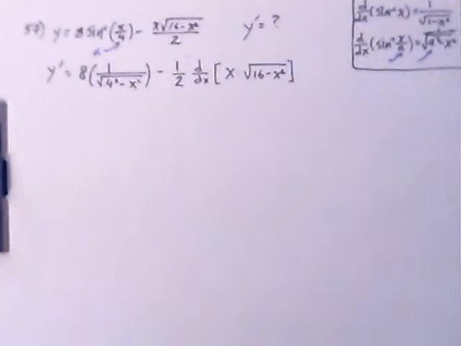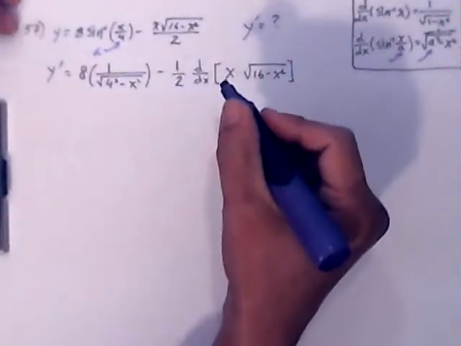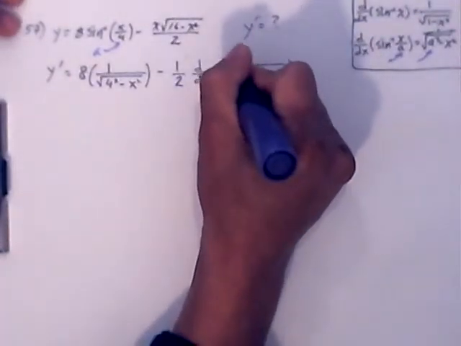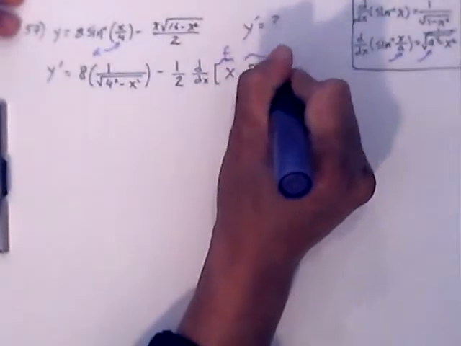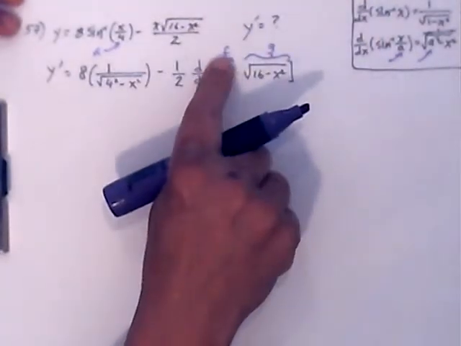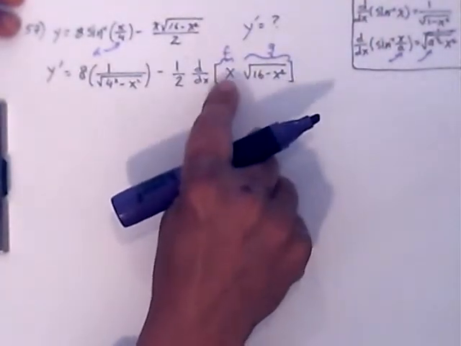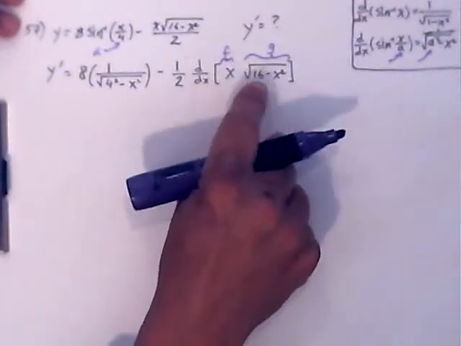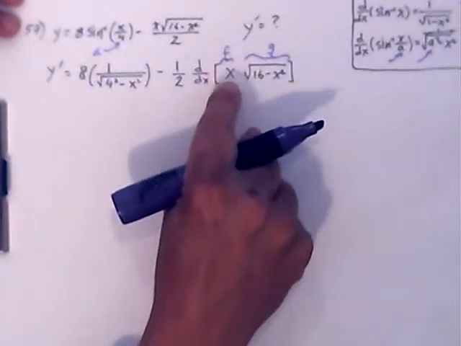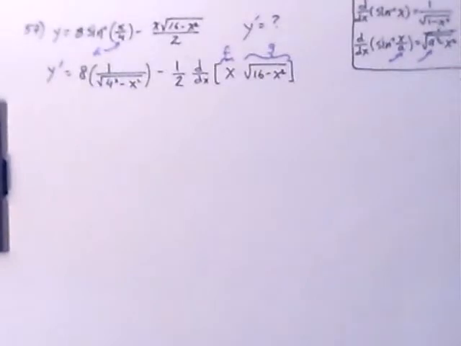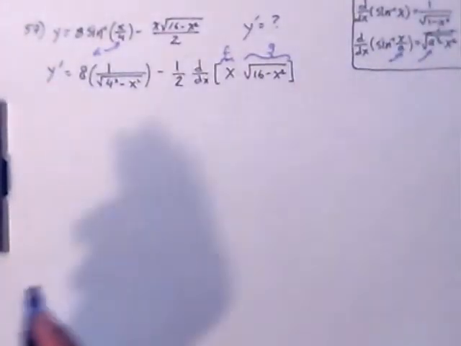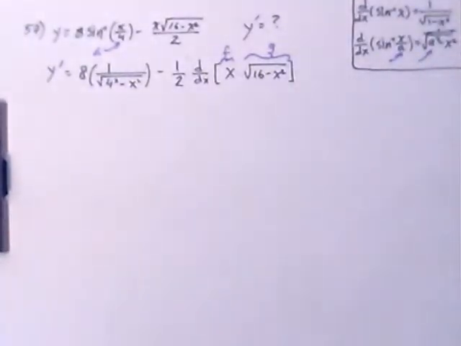I'm going to call this f right over here. I'm going to call this g. I always call the first part f, the second part g. The reason is because f comes before g, and I, of course, have to use the product rule on this. I have a very special rule that I use.